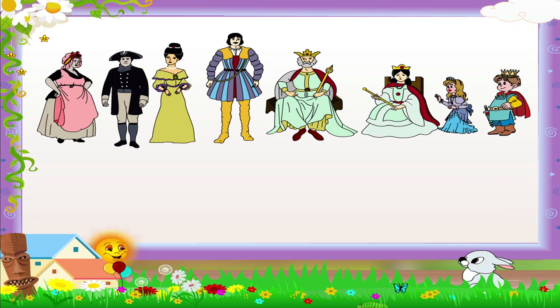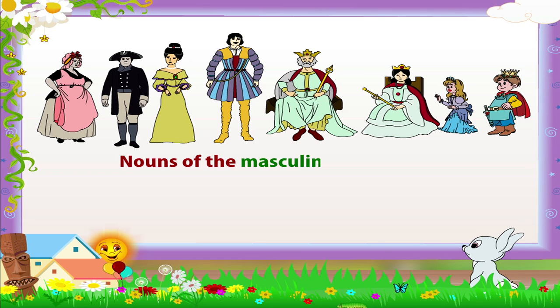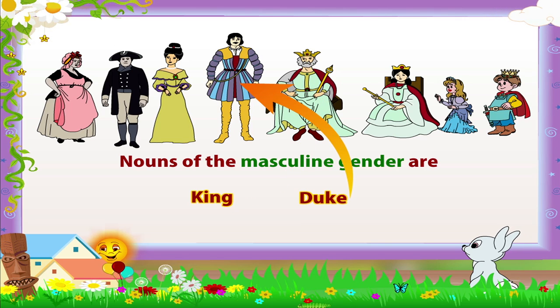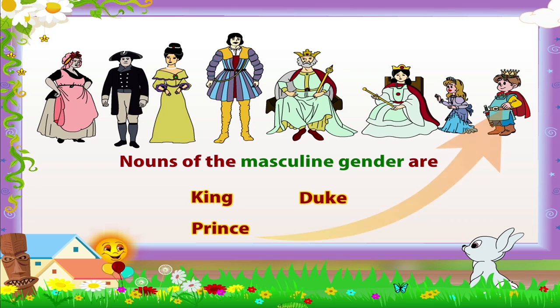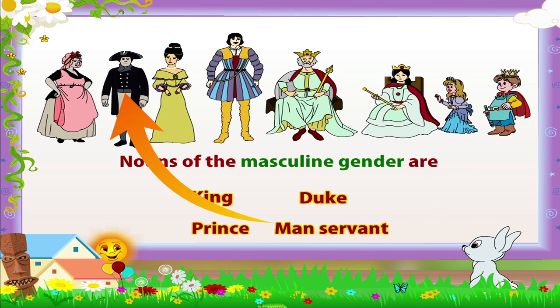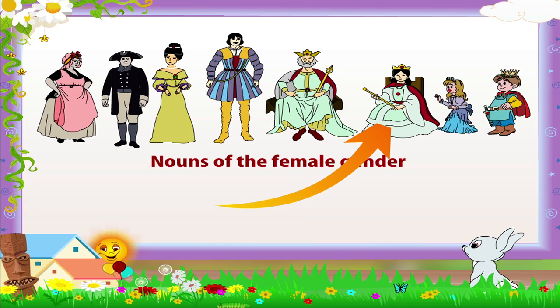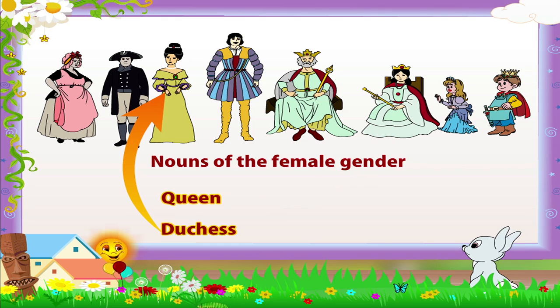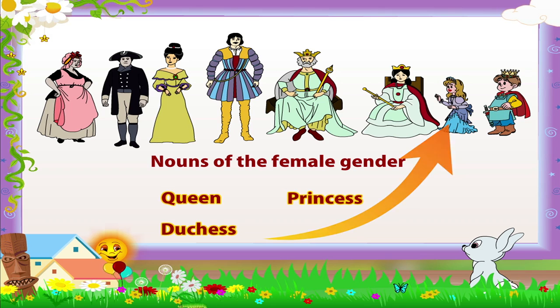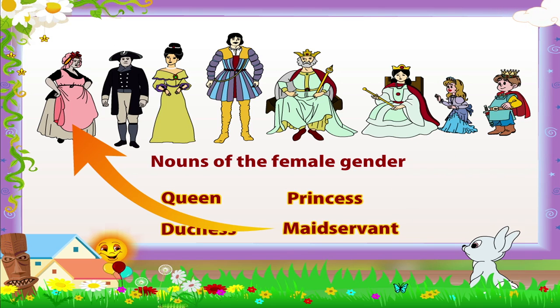In this happy family, the nouns of the masculine gender are king, duke, prince, and manservant. The nouns of the feminine gender are queen, duchess, princess, and maidservant.